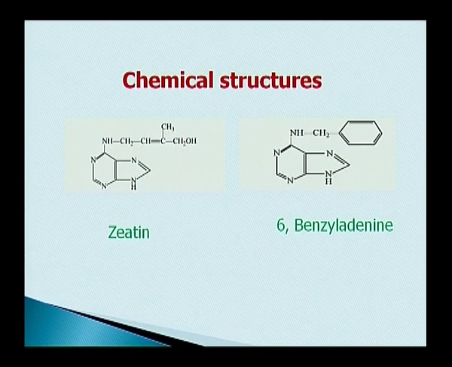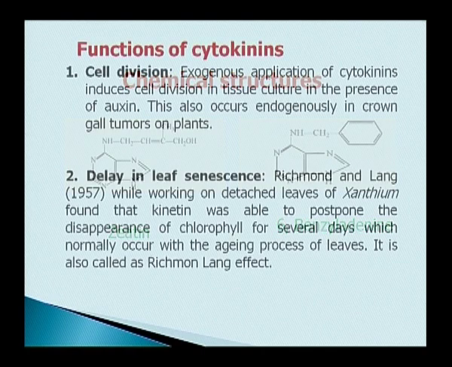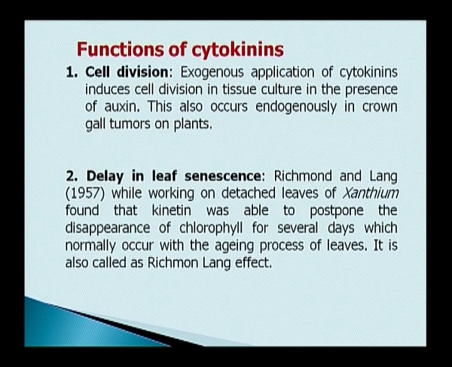These are the chemical structures of the cytokinins, and 6-benzyladenine is the most abundant cytokinin. Now, what are the functions of cytokinins? The major function of cytokinin is cell division. The exogenous application of cytokinins induces cell division in tissue culture in the presence of auxins. This also occurs endogenously in crown gall tumors on plants.